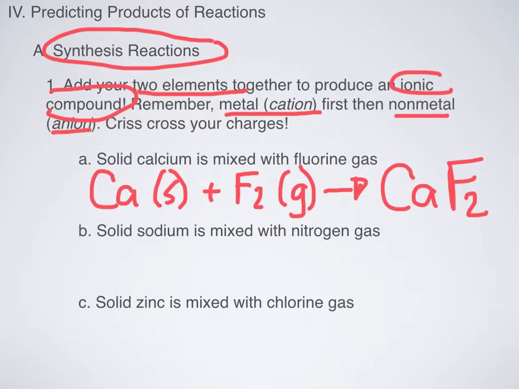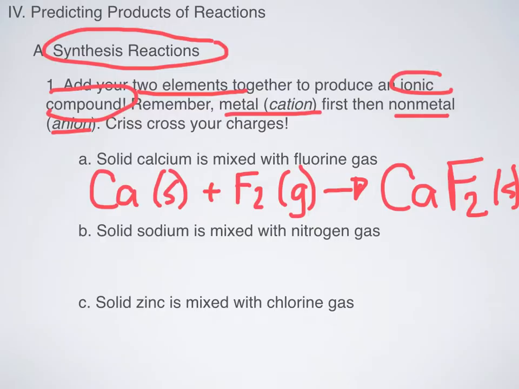By the way, here's another little fact for you. Whenever we're done making our ionic compound, that is going to be a solid. So it's going to be solid calcium fluoride. And that's the general pattern for each synthesis reaction. You're mixing two things together and you're producing an ionic compound.